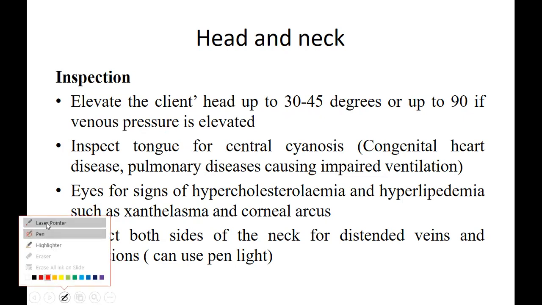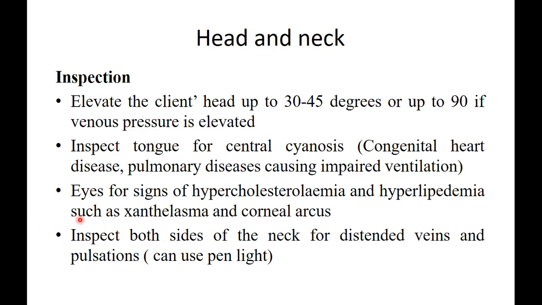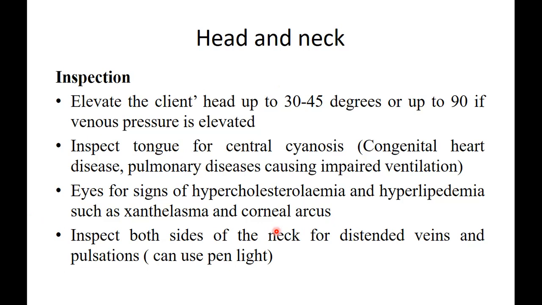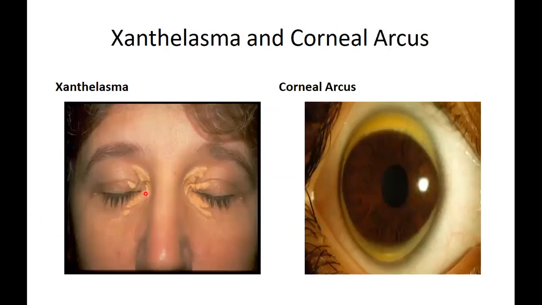Okay. Then you want to inspect the eyes. So look at the eyes for any signs of hypercholesterolemia and hyperlipidemia, such as xanthelasma and corneal arcus. I'll show you a picture of these. So this is what we call xanthelasma. There appear to be patches of fat deposit around the eyes. These are a sign of hypercholesterolemia.